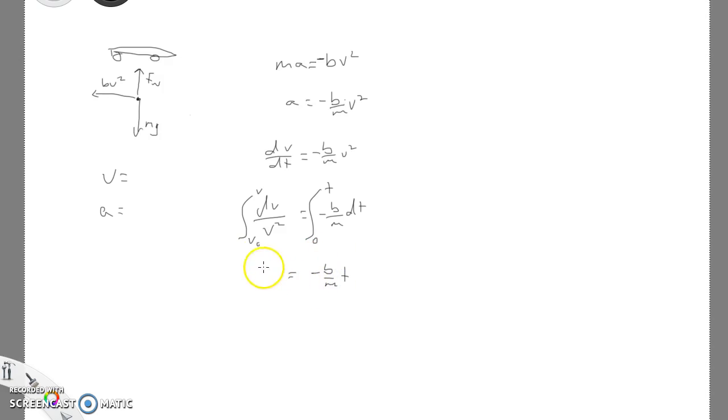Okay, and so on this side right here, we just end up with negative b over m times t. On this side right here, the integral of 1 over v squared is going to be negative 1 over v. Okay, because if you take the derivative of this, you end up with that. Alright, and so we want to evaluate this from v naught to v, and so we'll have negative 1 over v minus negative 1 over v naught, and so this becomes negative 1 over v plus 1 over v naught. And we'll take that and put it right here.